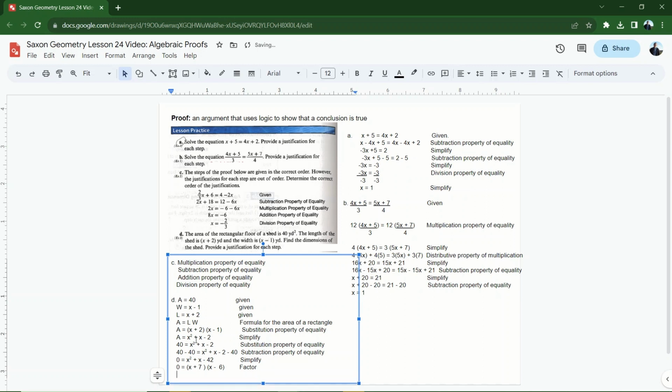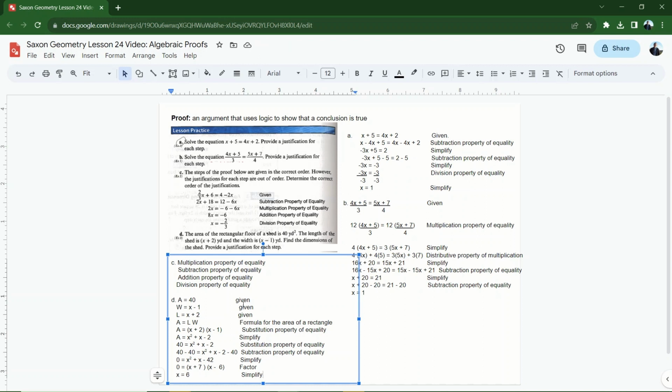I need to make a factor here that will multiply this to equal 0, or a factor here that will multiply this to equal 0. To make this 0, I'd have to use negative 7 for x. But if I use negative 7 for x, my length and width would be negative, and I can't have negative length and width measurements. So I'm going to say that x equals 6, and that's a simplification step because I know that x has to equal 6 for this to equal 0.